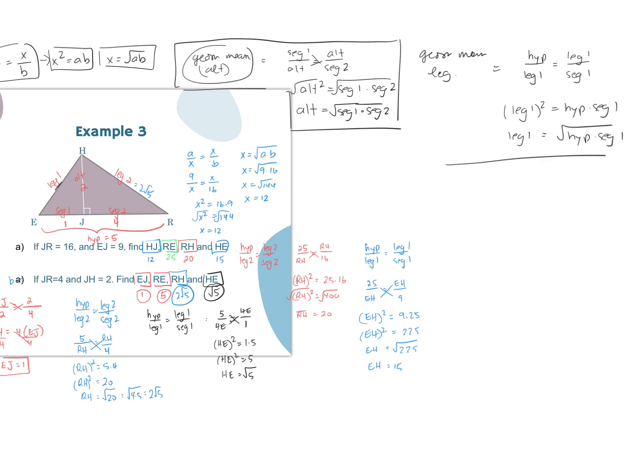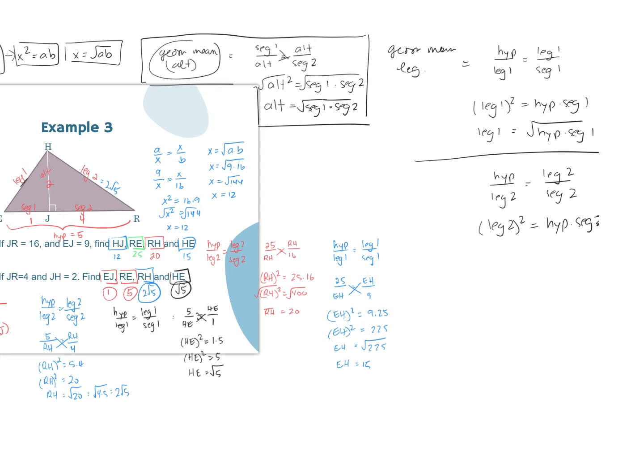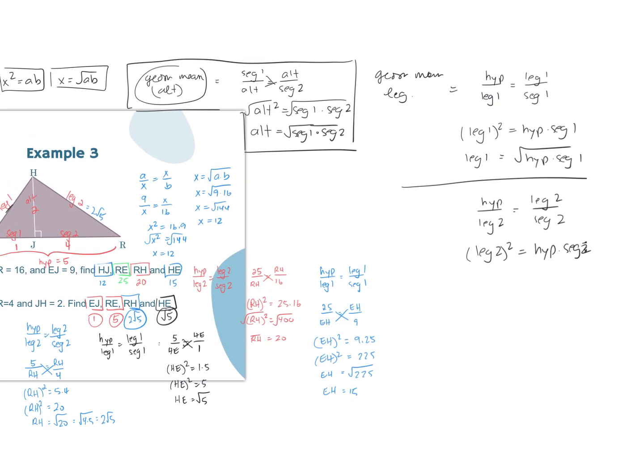And with that, if I'm looking for leg 2, I'm just going to replace and do leg 2 over segment 2. And again, I can do leg 2 squared equals hypotenuse times segment 2. And I know that if I take the square root of both sides, I'm going to get leg 2 equals the square root of hypotenuse times segment 2.